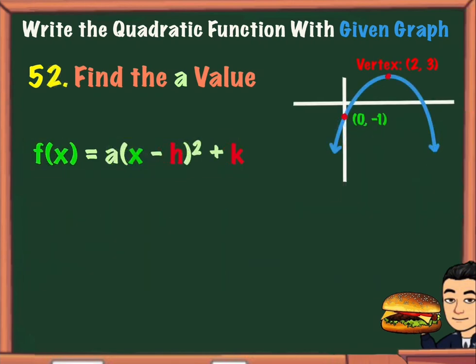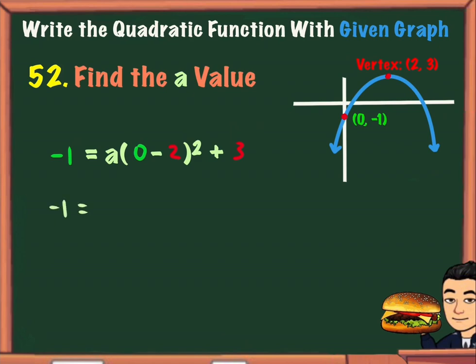So for number 52, you see that the parabola is opening downward. So you're going to be expecting the a value to be negative. So let's go ahead and insert the values of the vertex, 2 here, 3 here. Insert the values of 0 and negative 1. So put 0 here and negative 1 here. And let's go ahead and solve for the a value.